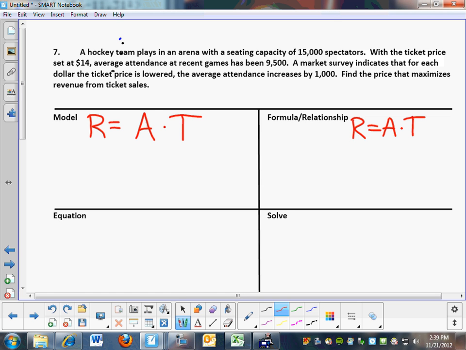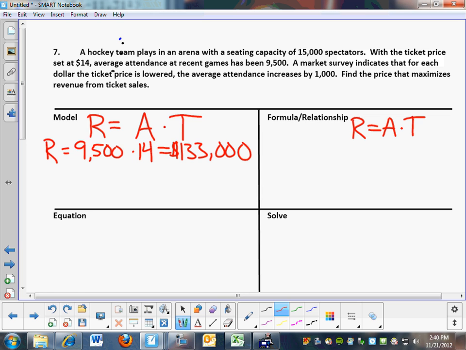So, let's try to do a problem here. Let's figure out their revenue for two situations. Right now, let's figure out what their revenue is. What is their attendance on a given night? 9,500. What is the ticket price on a given night? Right now, what's the ticket price? 14 bucks. And if you take 9,500 times 14, we get $133,000.